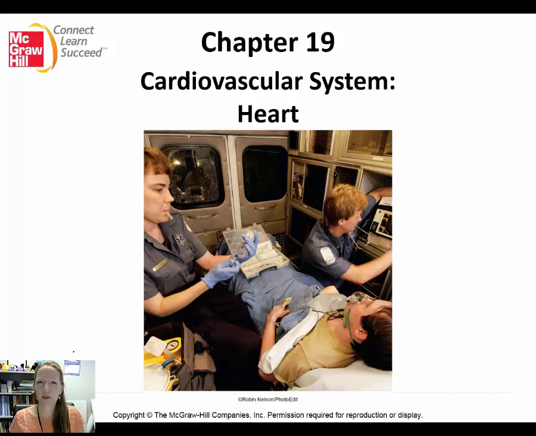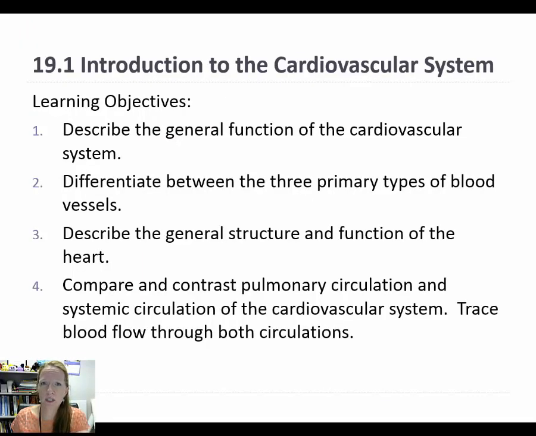Hi everyone. So we're going to go ahead and start chapter 19, which is going to continue on with the cardiovascular system. So we're going to be taking a look at one of the organs of the cardiovascular system, which is the heart. So the first thing that we're going to do in this video, we're going to introduce section 1. And section 1 is just going through and looking at just general functions of the cardiovascular system.